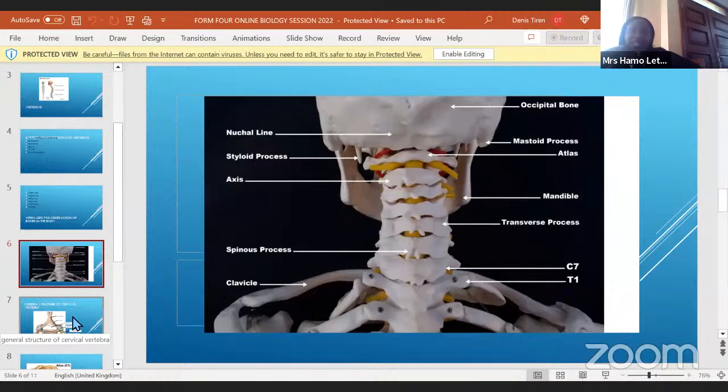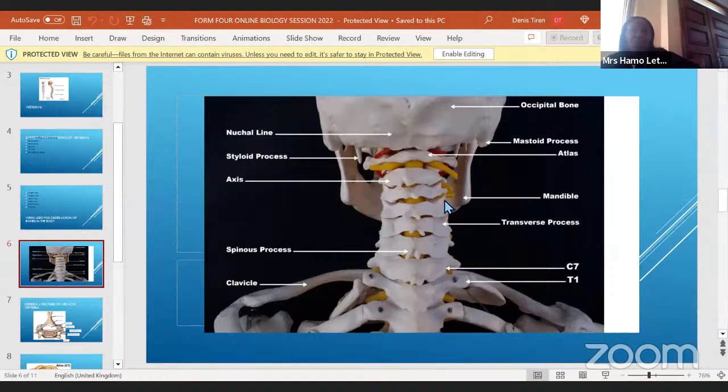The first bone is referred to as the atlas. That is what is going to receive the occipital condyles of the skull. Then the second bone, you refer to it as the axis. Then we have cervical 3 to 7.